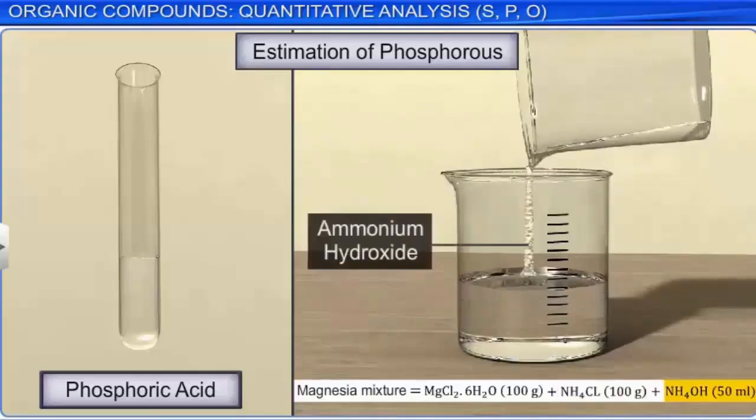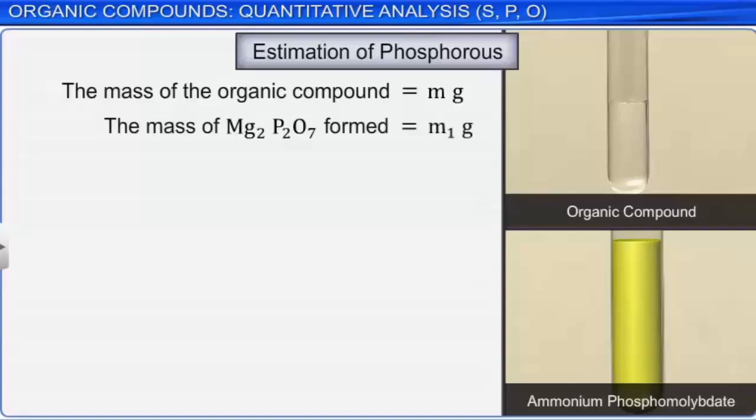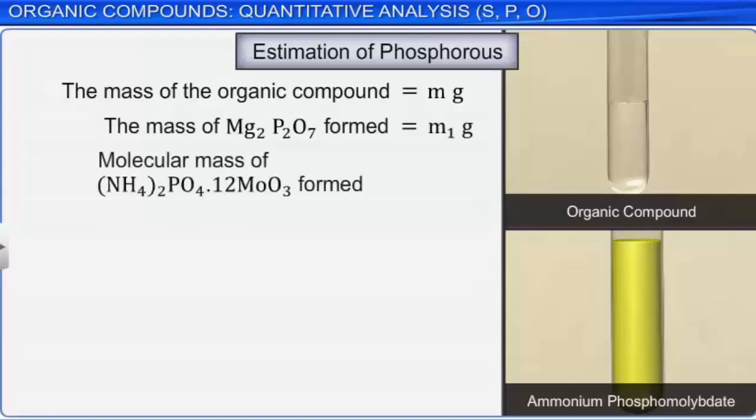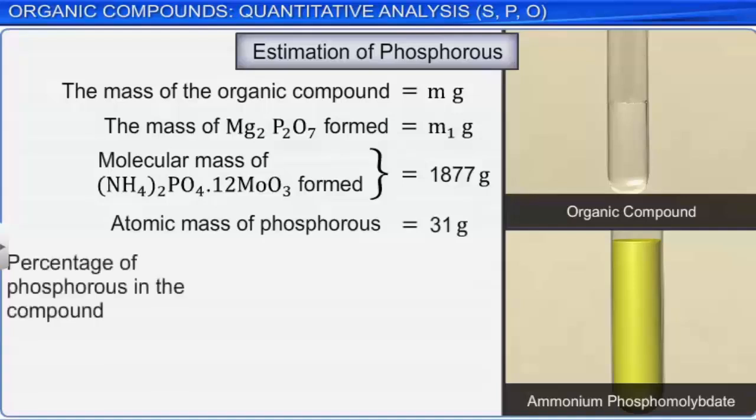Let the mass of the organic compound taken be m grams, and the mass of ammonium phosphomolybdate be m1 grams. The molecular mass of ammonium phosphomolybdate is 1877 grams. Atomic mass of phosphorus is equal to 31 grams. Therefore, the percentage of phosphorus present in the compound is m1 multiplied by 31 multiplied by 100 divided by the product of 1877 and m.